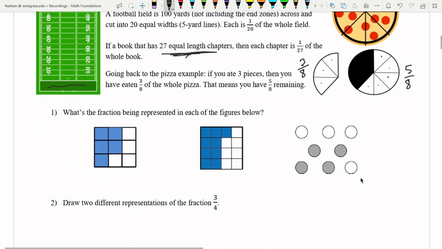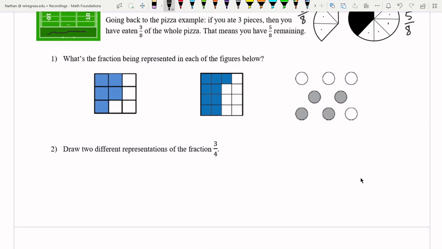All right, what fraction is being described by these images here? Well, here we have the whole is 9 pieces. So we know that the whole is going to be 9. And the part is going to be 1, 2, 3, 4, 5. So there's 5 parts out of the whole 9 that's shown. So 5/9 is the fraction.